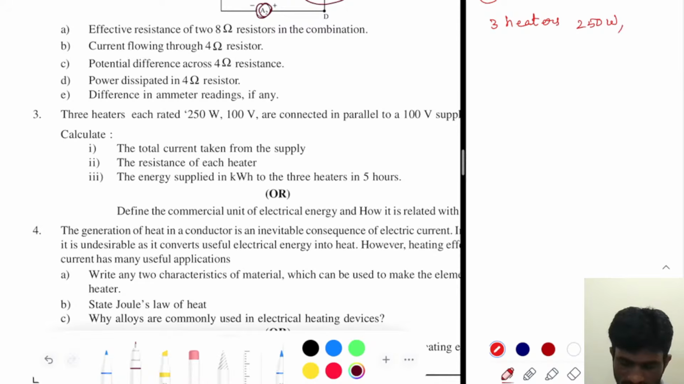And voltage is 100 volt. 3 heaters of 250 watt and 100 volt are connected in parallel to a 100 volt supply. The total current taken from the supply is, you have to find current. So to find out current, power is given, voltage is given, power is equal to V into I. So P is equal to V is 100.